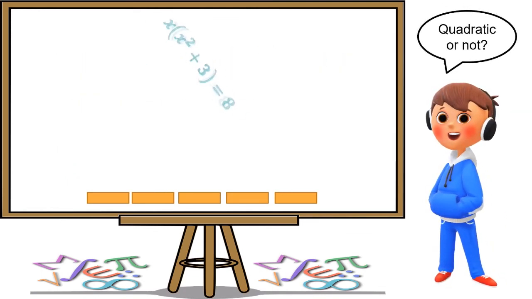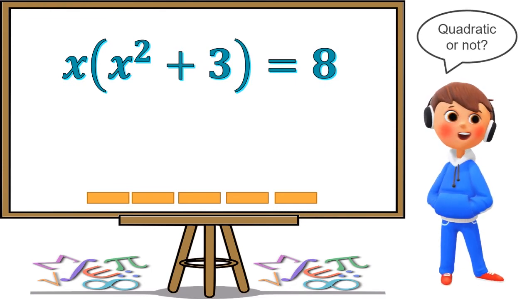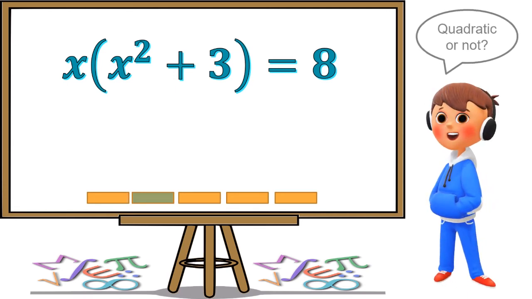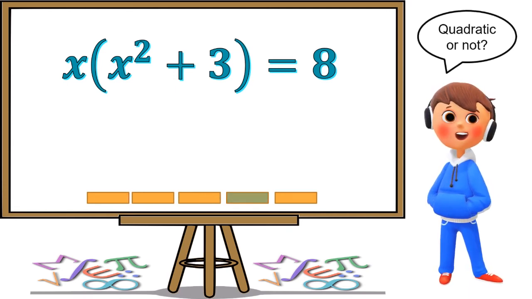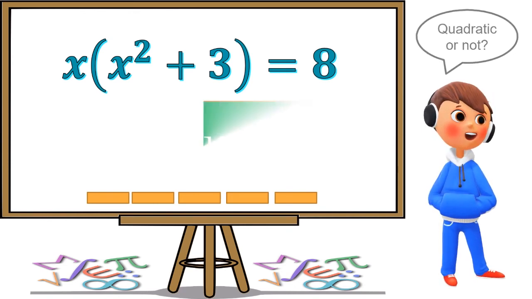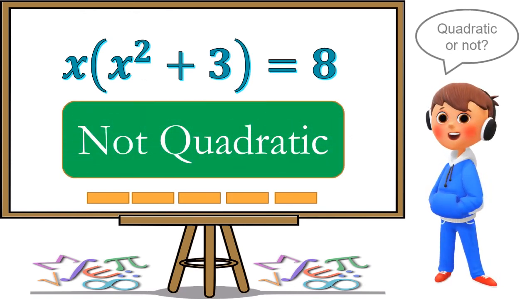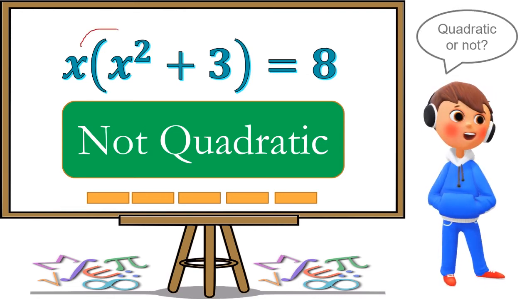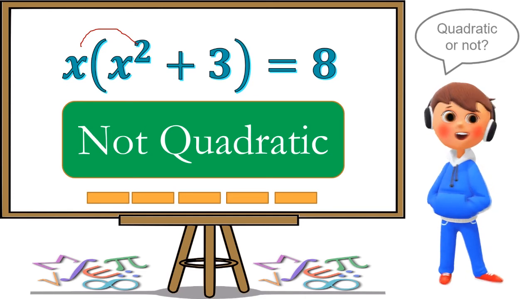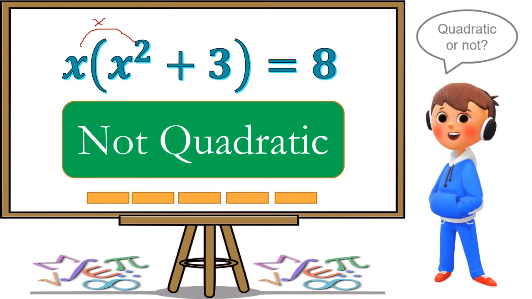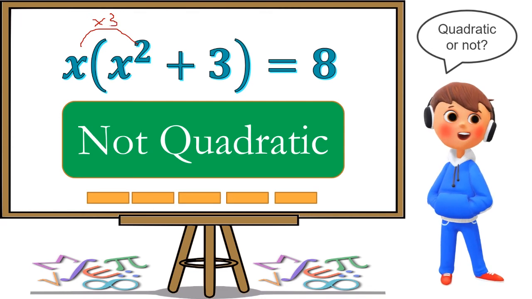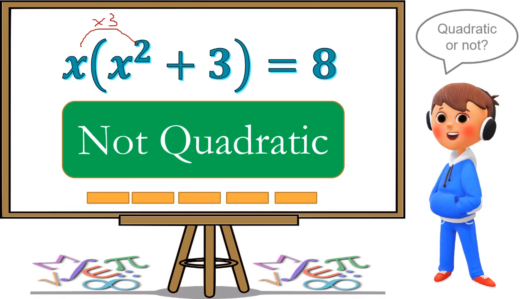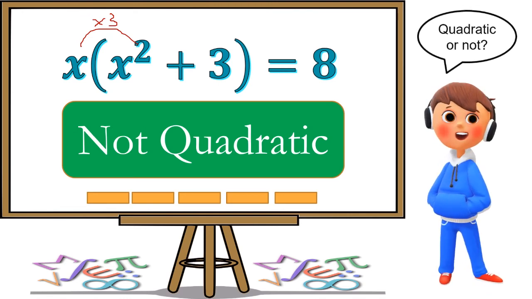Next, we have x times quantity x squared plus 3 equals 8. I'll give you 5 seconds to think. And the answer is not quadratic. Not quadratic because if you are going to apply distributive property, x times x squared is equal to x raised to 3. Therefore, the highest degree, or the highest exponent rather, is equal to 3. So it is not quadratic.